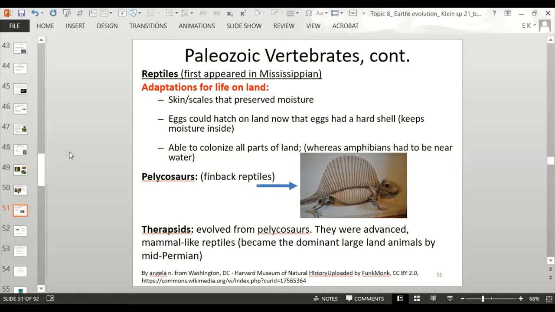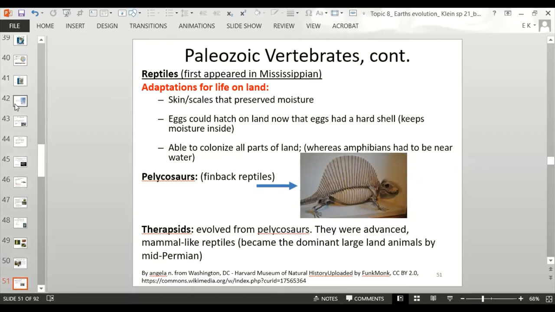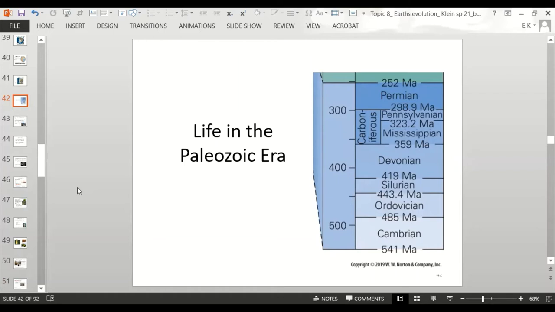Here's an example of an early reptile. It's called a pelycosaur. It's a fin-back reptile that has this large fin on its back. Then we have these therapsids, which evolved from pelycosaurs. Therapsids were advanced reptiles that had mammal-like features. They became the dominant large land animal by the mid-Permian. So going back to the Permian, that's all the way up here. So that's a lot more recent.